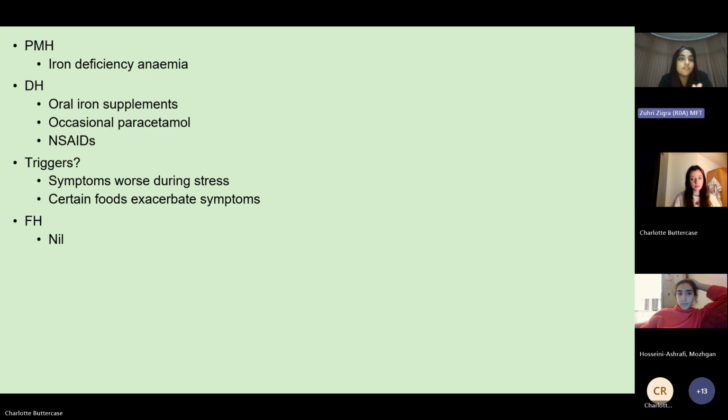If we carry on, thank you. They're on NSAIDs as well, which is not a very good thing if they're using them consistently and regularly. Triggers: symptoms are sometimes worse during stress. Certain foods exacerbate their symptoms. They've not really clarified what types of food, so that would be very important to ask and explore a bit further. Family history wise, they're not giving you a relevant family history.